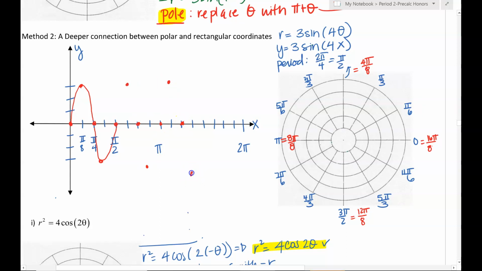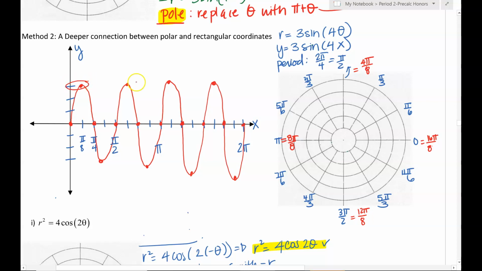Now, if I miss a dot or a tick mark, hopefully I will be able to spot it and fix it. So let's continue this curve. It's not going to be a really perfect curve because I'm graphing by hand here, but this will help us connect it to the polar. Okay, so that's from 0 to 2 pi.